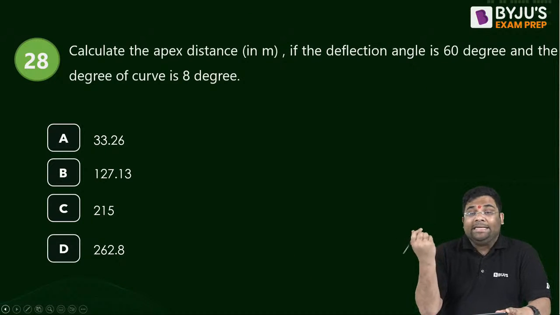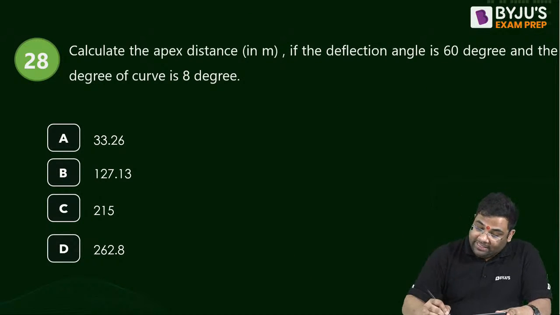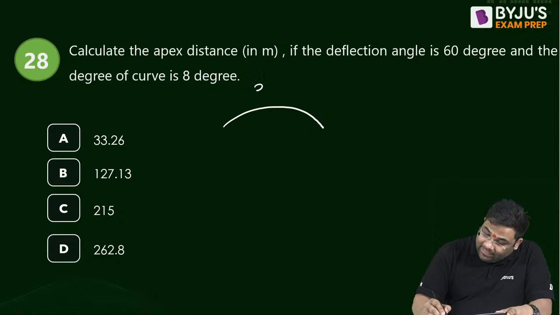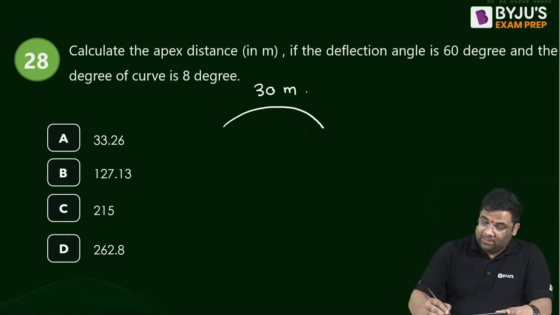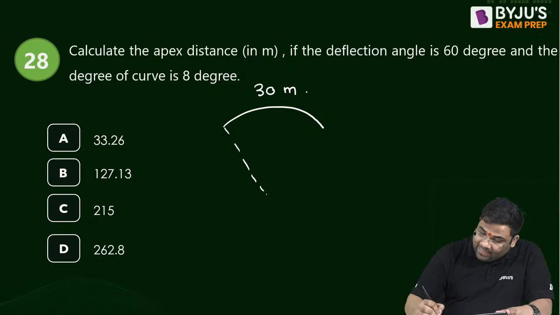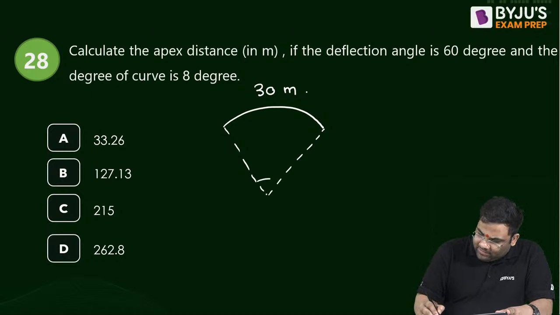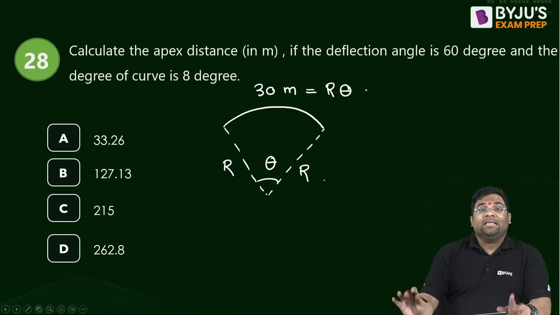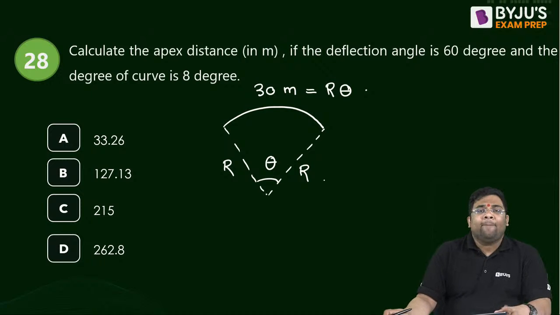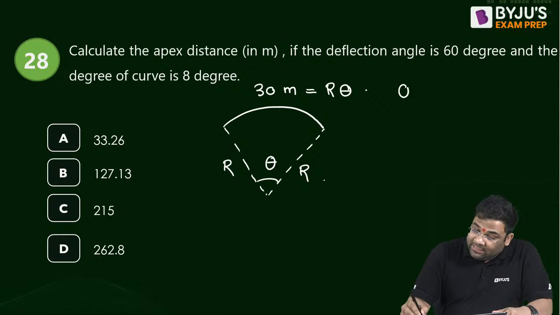Now see the next thing. What about the degree of curve? What is the degree of curve? Very easy. You take a 30-meter length of the curve. The angle subtended by this 30-meter length is known as the degree of the curve. Suppose the angle subtended is D degree, and this is R. Suppose I take theta. We know the arc length is R theta.